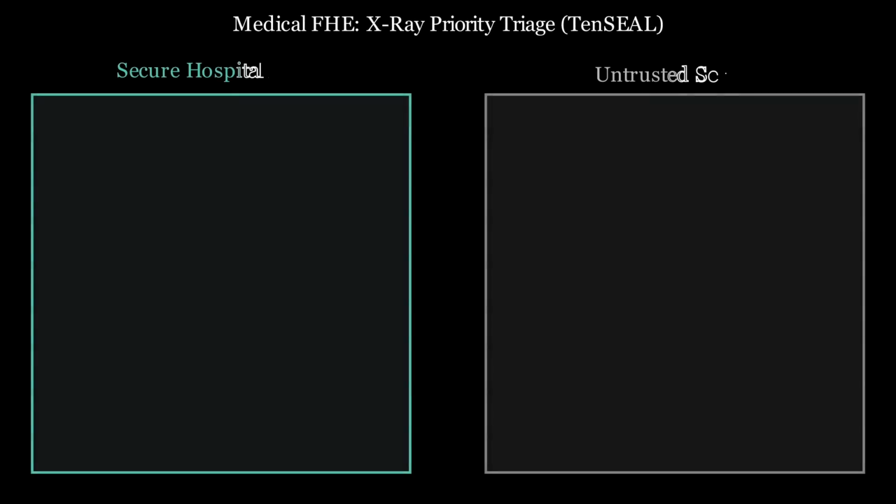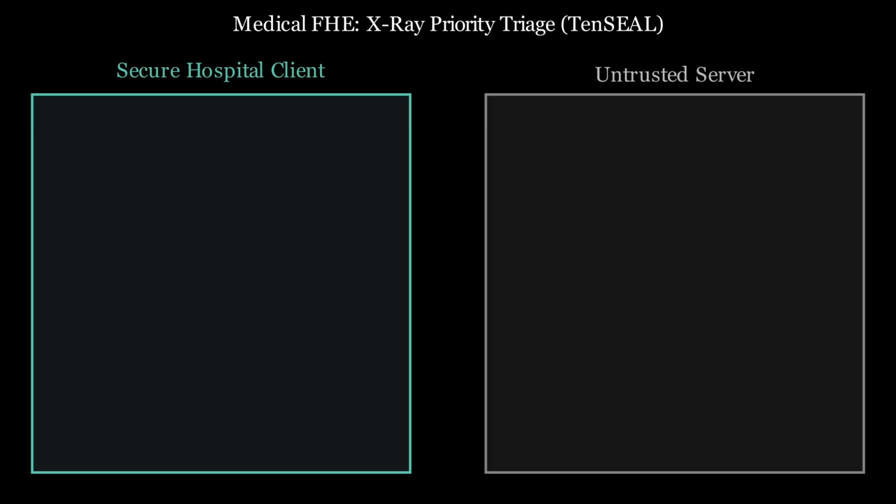Welcome to our next practical demonstration, Medical FHE for X-ray Priority Triage. In the healthcare sector, hospitals are under immense pressure to quickly triage patient X-rays. While cloud-based AI diagnostics offer immense computational speed, there is a fundamental conflict. Strict data privacy regulations, such as HIPAA, strictly prohibit the transmission of unencrypted, personally identifiable medical images to untrusted third-party servers. To resolve this, we propose an architecture combining edge computing with fully homomorphic encryption.